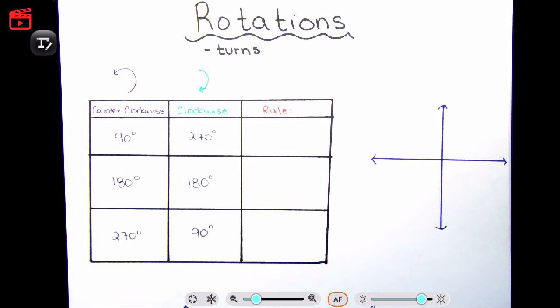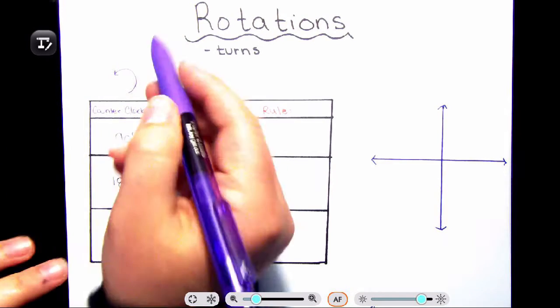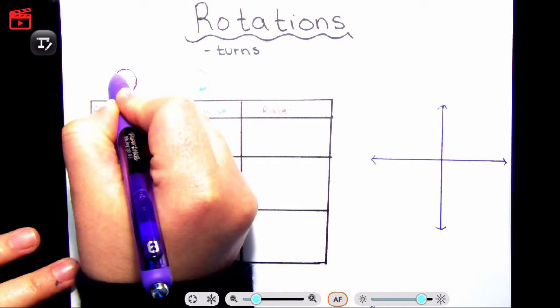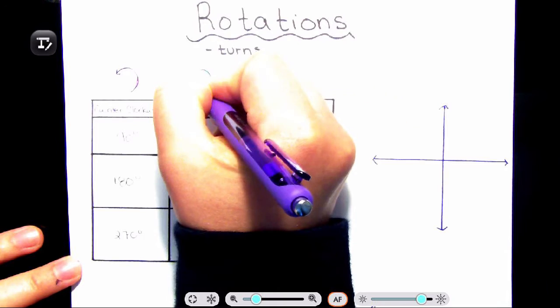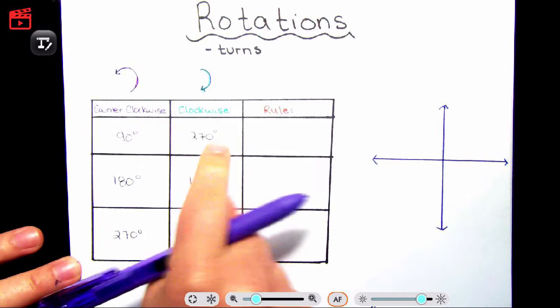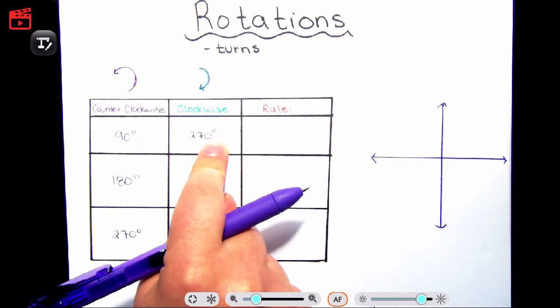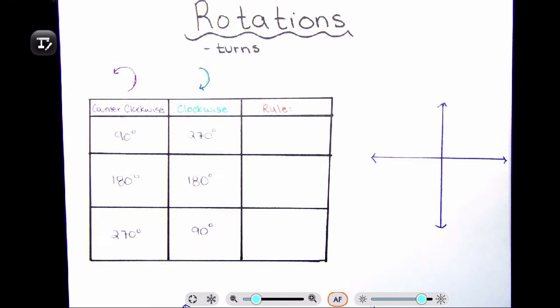So a rotation is a turn. There are different ways that you can turn. You can turn counterclockwise, or going this way, or you can turn clockwise or going this way. Now, each way has an angle measure of the rotation. So for example, 90 degrees, 180 degrees, 270 degrees.